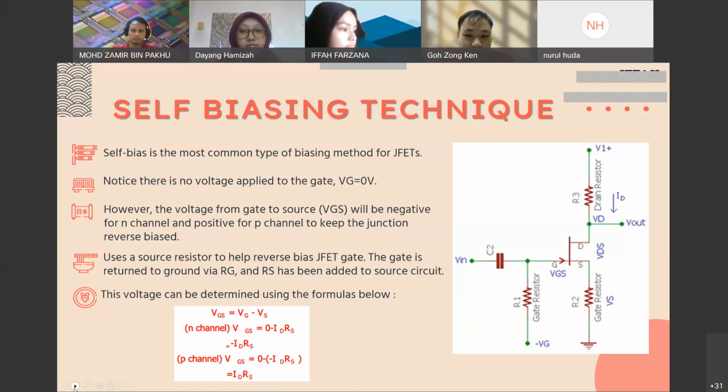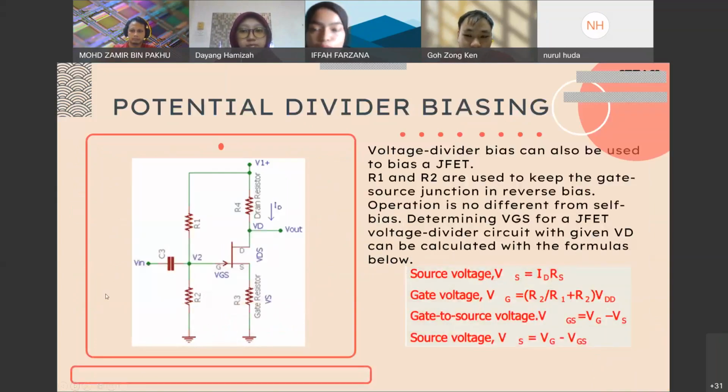Okay. So for potential divider biasing, voltage divider bias can also be used to bias the JFET. In this technique, an additional resistor is used and the circuit is slightly modified from the self-biasing technique. A potential voltage divider using R1 and R2 provide the required DC biasing for the JFET.